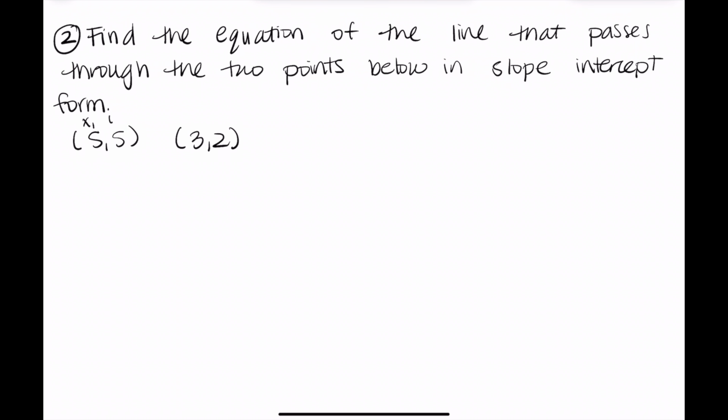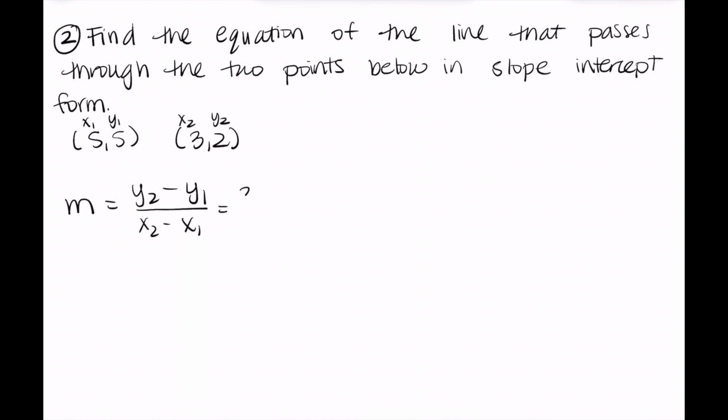What we will do here is we will just label them all. (5, 5) will be our x1, y1. (3, 2) will be our x2, y2. And we know that the equation for slope is y2 minus y1 over x2 minus x1. So we'll just go through here and plug everything in.